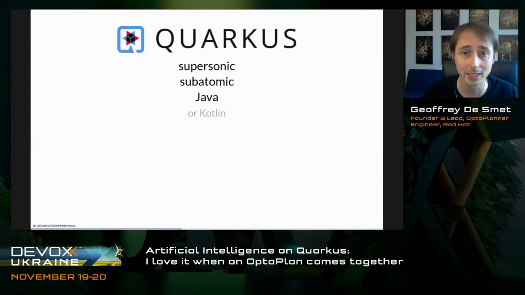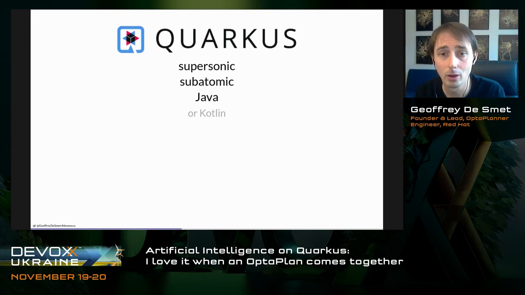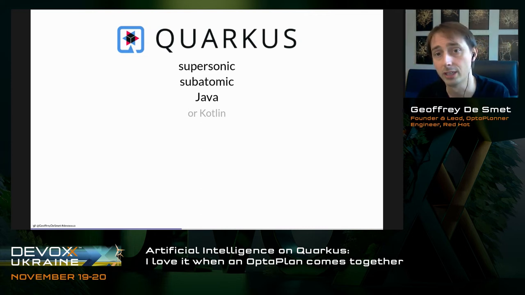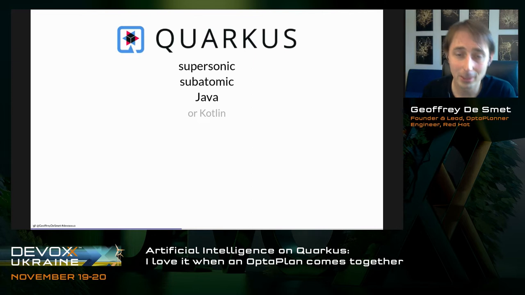So what is Quarkus? We could use OptaPlanner on Quarkus, but we could also use it, for example, on Spring, which is an alternative there. And OptaPlanner supports both. But today we're going to focus on Quarkus because I want to show you some of the unique benefits of Quarkus, which is a supersonic, subatomic Java platform.